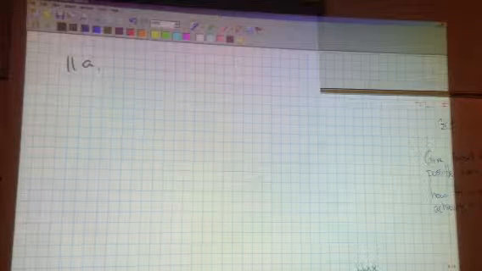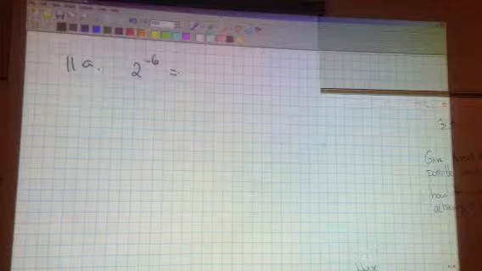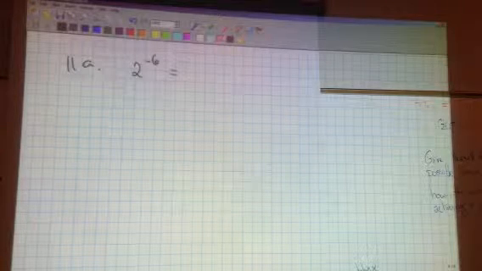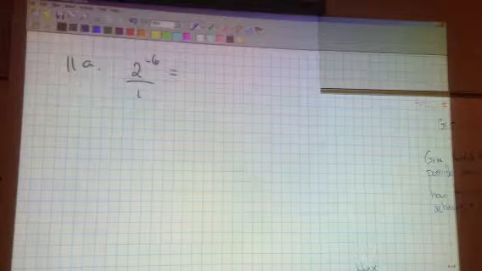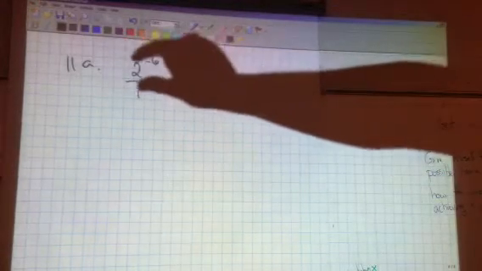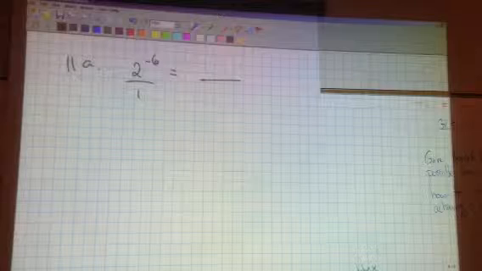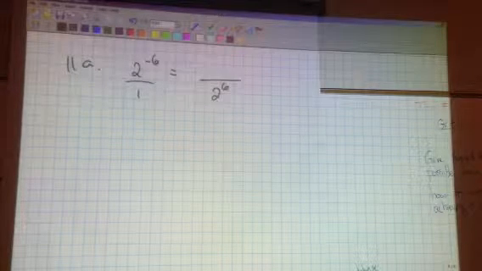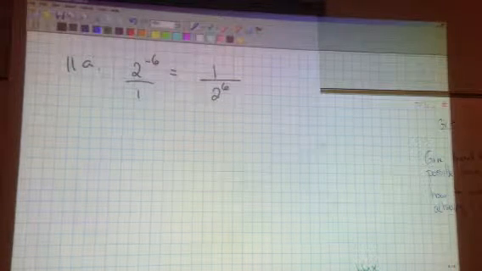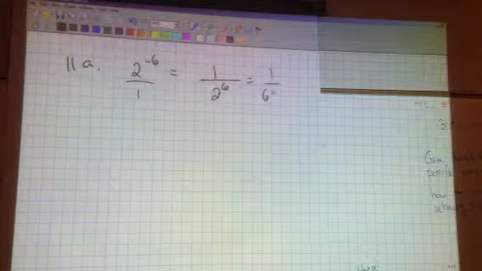So 11a, it says evaluate 2 to the negative 6th power. With a negative exponent, if something is in the numerator, it's going to go to the denominator. If it's in the denominator, it goes to the numerator. So you can even think of this as 2 to the negative 6 all over 1. The exponent negative 6 will move this 2 down to the denominator with a positive 6 exponent. So this is going to be 2 to the 6th in the denominator. And don't just leave a blank numerator. There's actually still a 1 up there, okay? So it's 1 over 2 to the 6th, and 2 to the 6th power is 64.